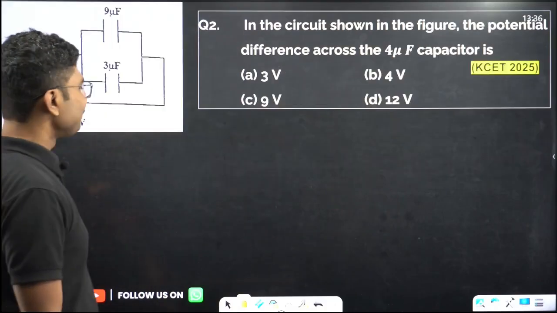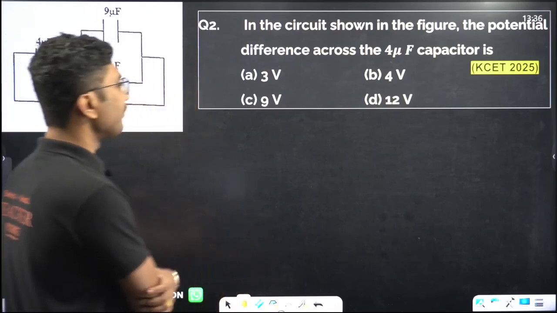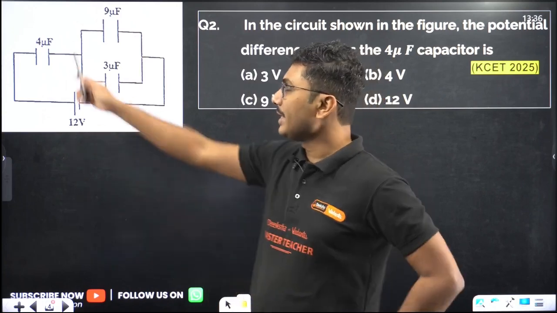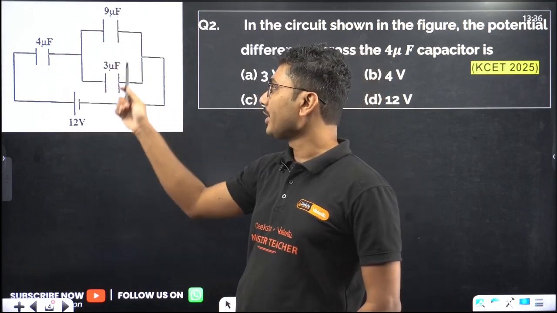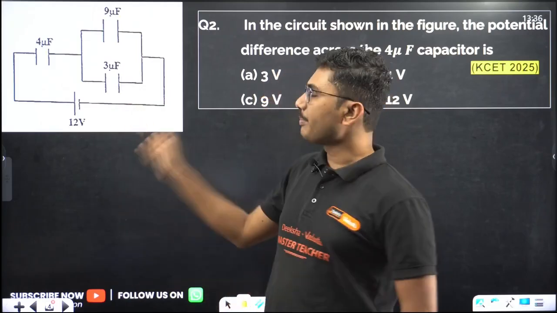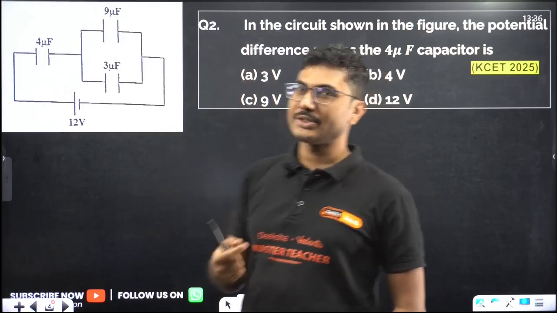So easy question. Next, in the circuit shown in the figure, the potential difference across the 4 microfarad capacitor is. So if you see in the circuit, there is a 4 microfarad capacitor as well as a 9 microfarad and 3 microfarad in parallel combination. So first step, we have to simplify this circuit and calculate the equivalent capacitance.